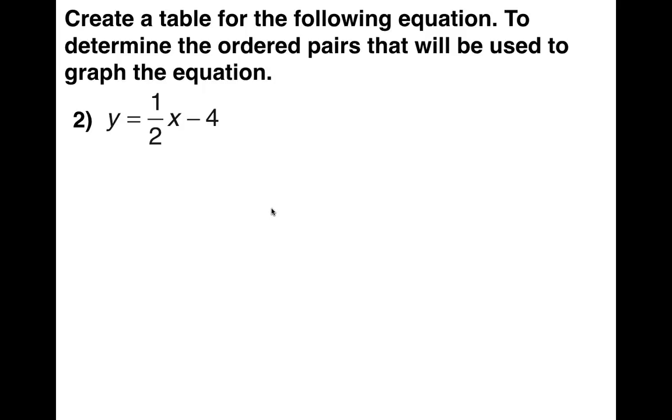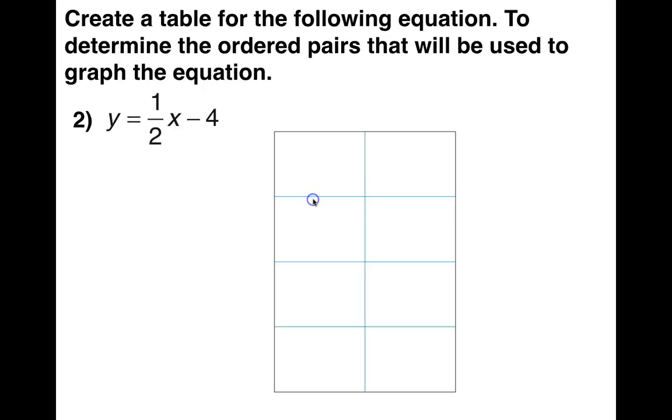Here I have a lot of students asking me, Miss, how do I graph it if there's a fraction? We did talk about it a few lessons ago, so I just want to remind you. Again, we're going to start with the table. We want to make sure we have at least 3 ordered pairs. That's going to be your bare minimum. Here I'm going to label it as x and y.